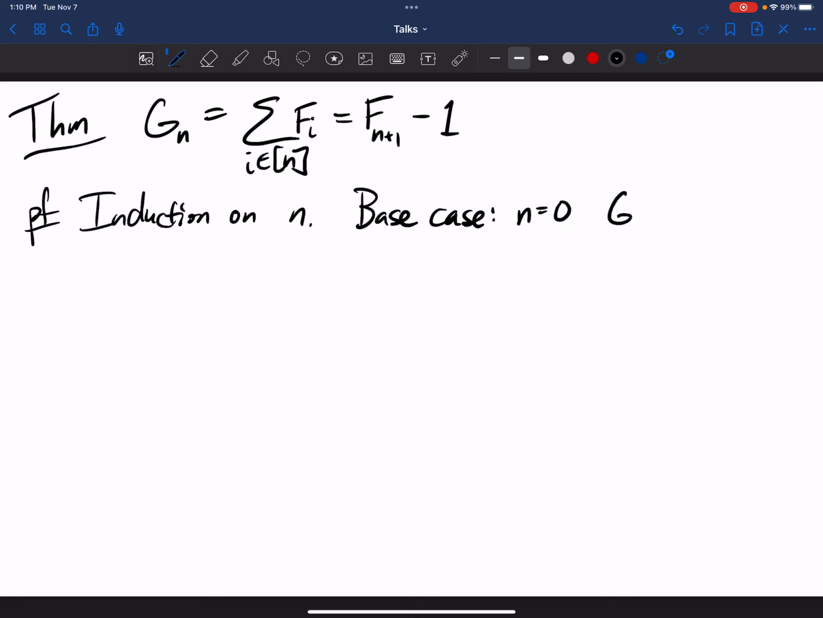Then we have g0 is an empty sum, so that's equal to 0. And that is also equal to f0 plus 1 minus 1. So just to double check here, this would be f1, which is 1, and 1 minus 1 is 0. So I've shown that for n equals 0, it has exactly the right form.